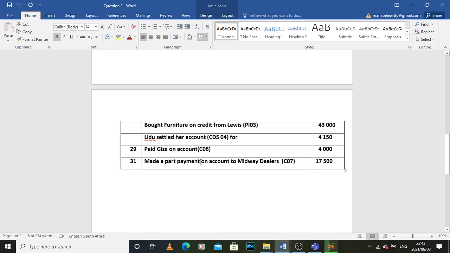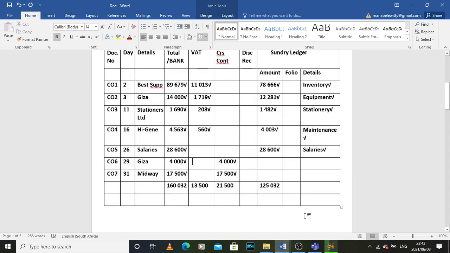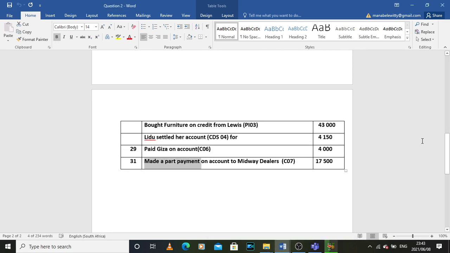Now we're paying a part payment, not full. So we account for VAT. Here it is. It's our creditor Midway. We're paying a part payment. So this is how you do it. So you must be able to analyze all the transactions.